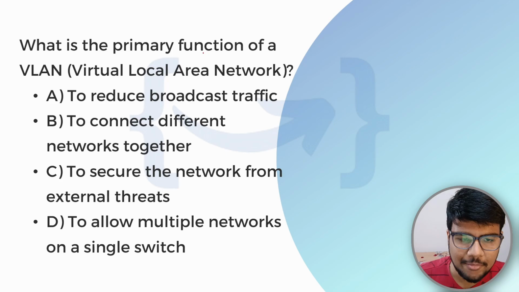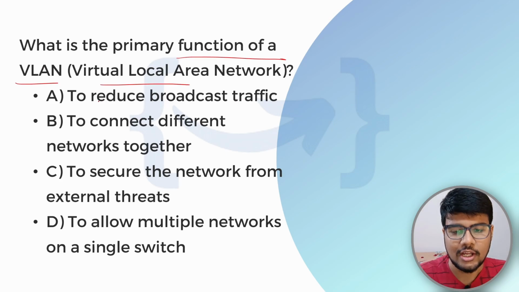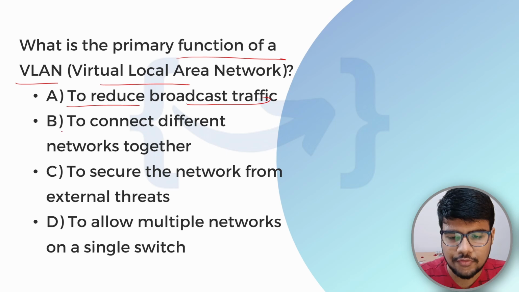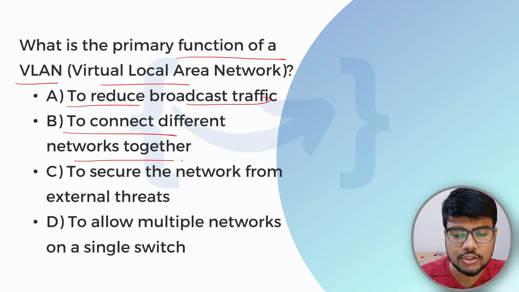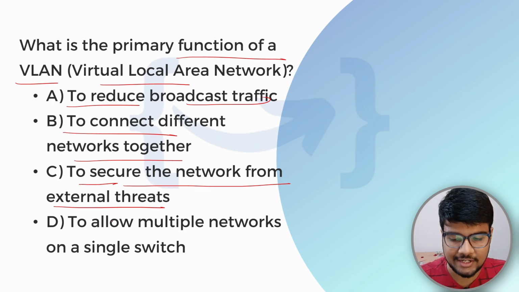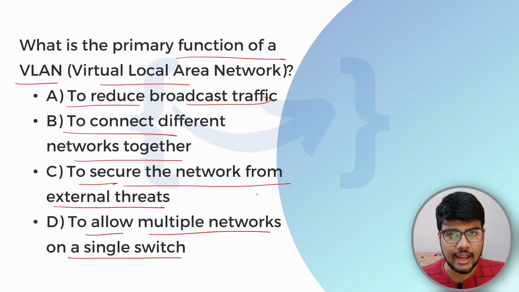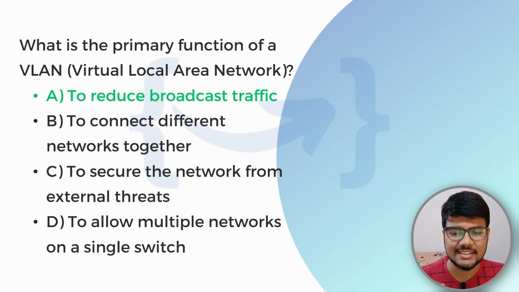So what is the primary function of a VLAN, virtual local area network? To reduce broadcast traffic, to connect different networks together, to secure the network from external threats, or to allow multiple networks on a single switch. So what do you think is the primary function of a VLAN? This is a very new question that we have brought for you. The answer is to reduce broadcast traffic.